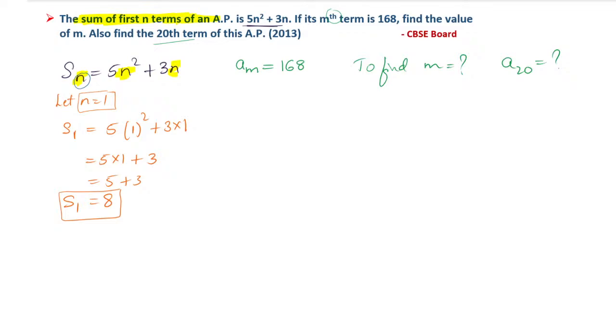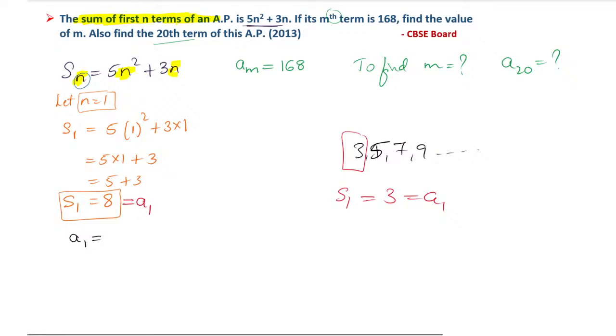You know that S1 is nothing but the sum of the first term. Sum of the first term means there is only one term, so you can take this as A1 also. Because if you take 3, 5, 7, 9 and so on, the sum of the first term is 3. Yes, the first term is 3. It is nothing but A1 also. So this S1 is equal to 8, and it is also equal to A1.